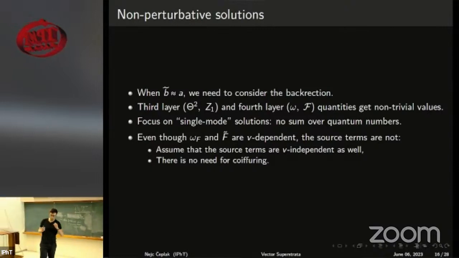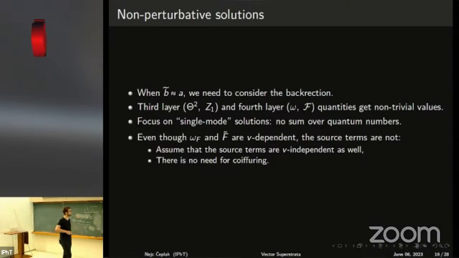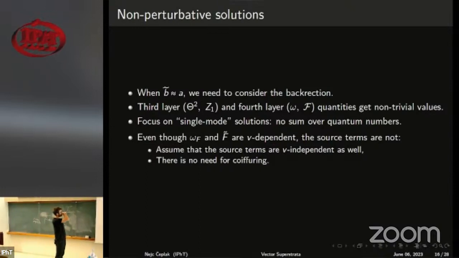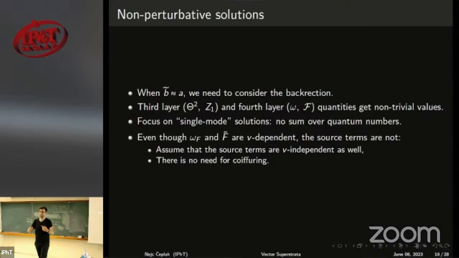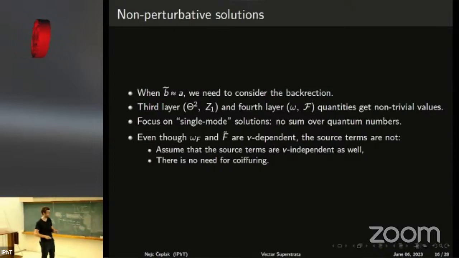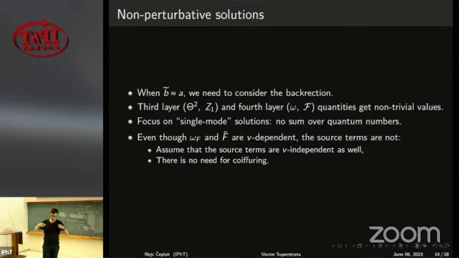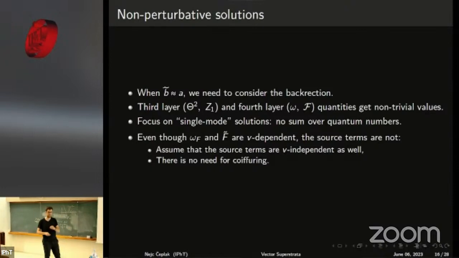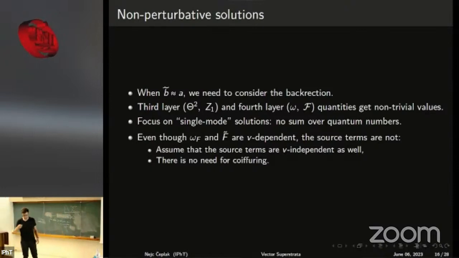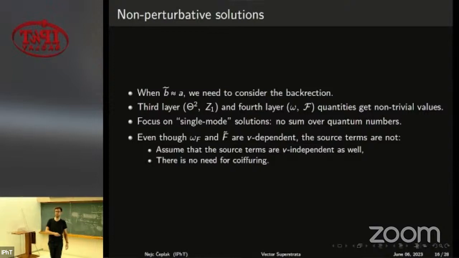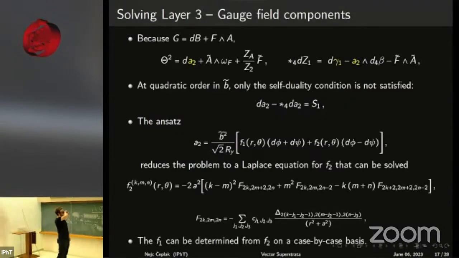But if you have just one mode, so if you have just one set of K, M, and N, you can show that actually all the source terms which appear in higher layered equations are V independent. Now this is sort of like a miracle, because in original superstrata, the fact that you had to cancel out V dependent terms was called confusion, and it was very important to avoid any potential singularity in your geometries. But in these solutions, there is no need for that.